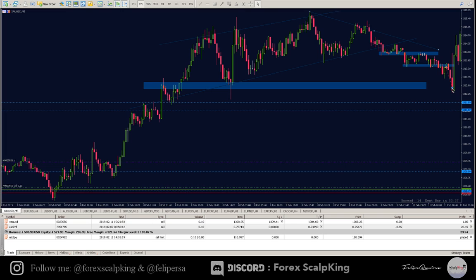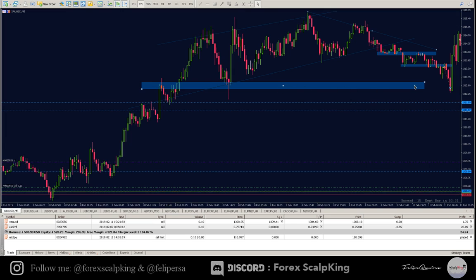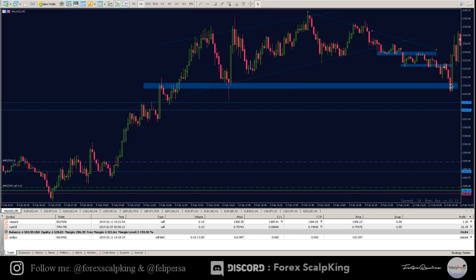Why did I leave? I manually closed this because of this support. So if you push this across, you realize that it got past what I was hoping it would get to, and that's why I said, all right, I got these pips. I think this trade was, I forget how much that was. I think it was about $7. It wasn't much. But what happened next was interesting.